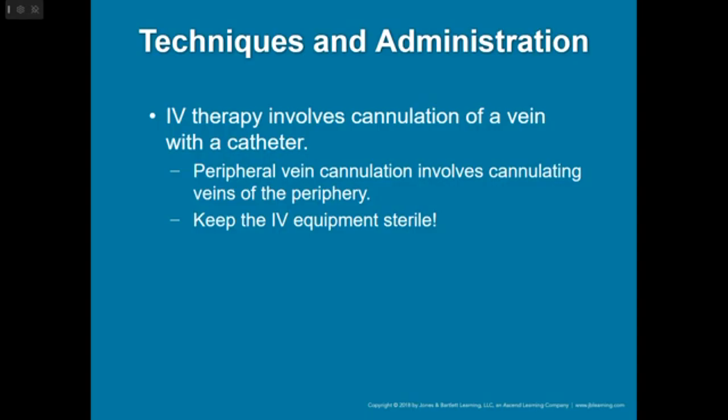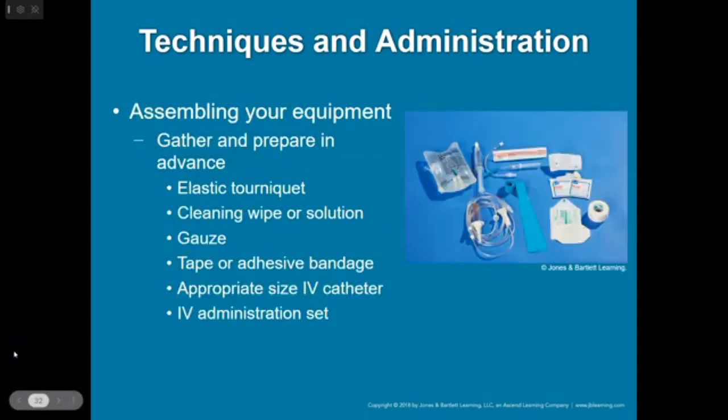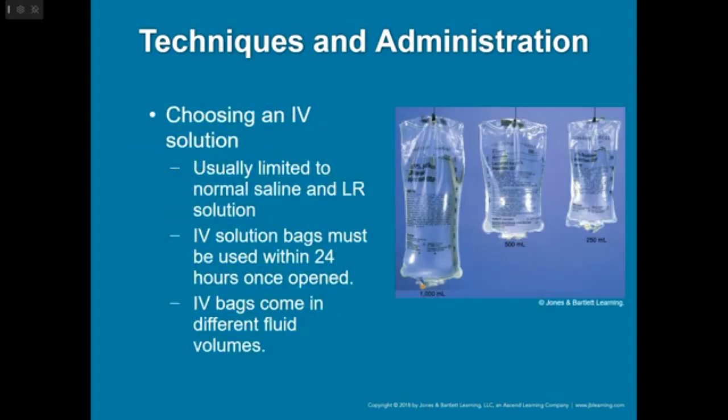And we want to make sure we keep that IV equipment sterile. Try not to touch the ground or touch the cabinets, counters, any of that with your needles, stuff like that. Keep it clean. Gather your equipment: elastic tourniquet, cleaning wipes, gauze, tape or adhesive bandages, your appropriate size IV catheter, and the IV administration set. 10 drop set, 60 drop set, whatever it means, if you have to have that.